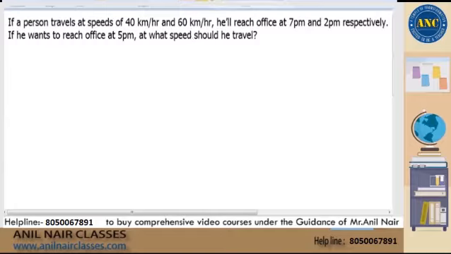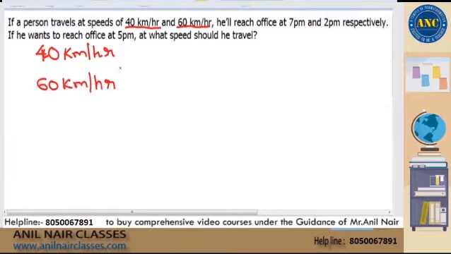if a person travels at speeds of 40 kilometers per hour and 60 kilometers per hour, they are telling that a person is traveling at a speed of 40 kilometers per hour and he is also traveling at a speed of 60 kilometers per hour. He reaches office at 7 p.m. and 2 p.m. respectively. If he is traveling at 40, he is reaching at 7. If he is traveling at 60, he is reaching at 2 p.m.